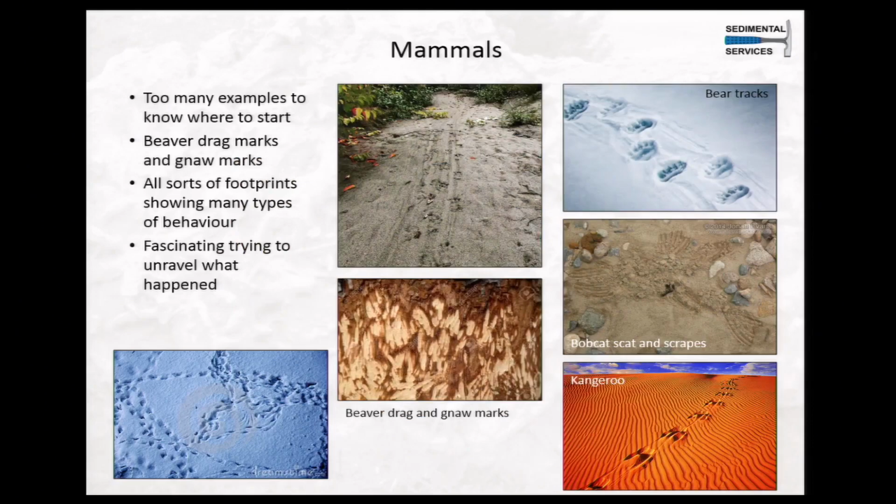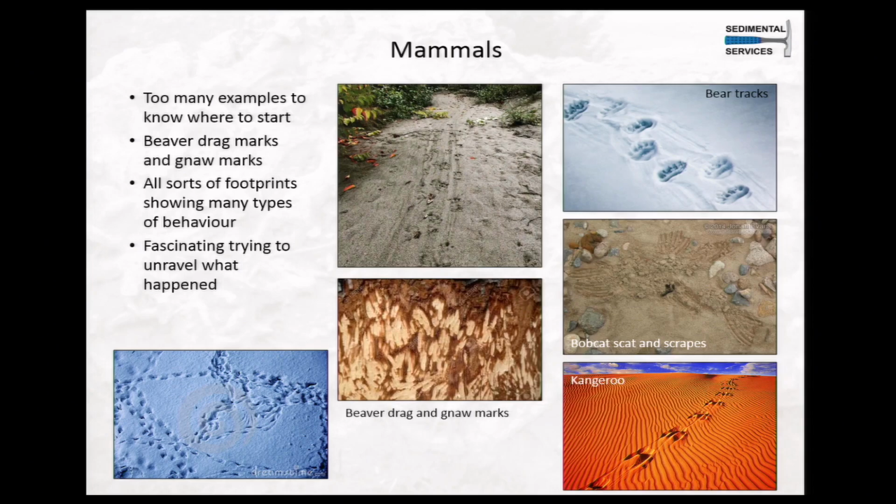So there are a billion examples of different kinds of mammal traces, and far too many for us to do anything more than just scratch the surface. And literally, some of them have scratched the surface. This is a beaver scratching the surface of a piece of wood with its teeth. This is a beaver drag mark, where these are the beaver footprints in the middle, and these scrapes here are where it's pulling a branch across to help to put in its set.